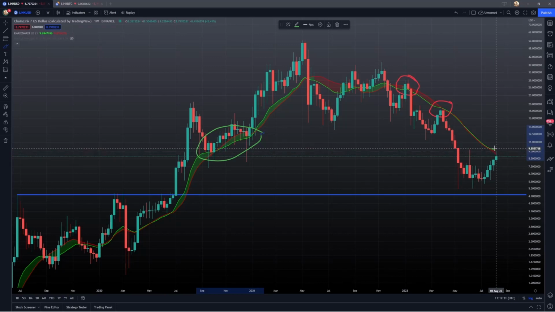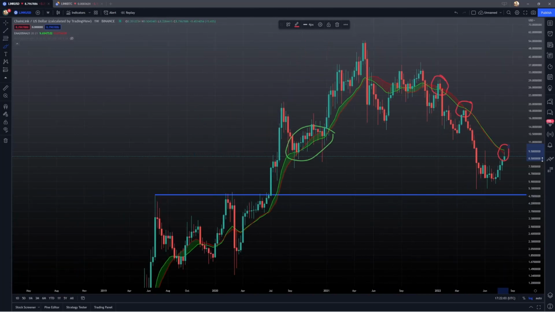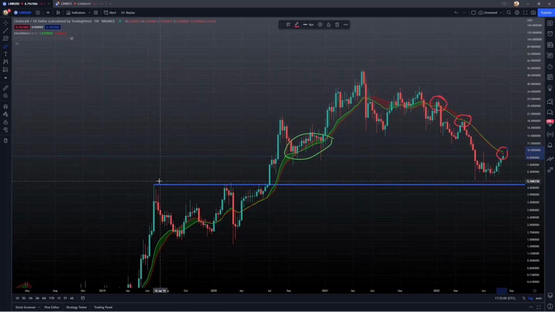And in the event of a continuation and another rejection off of this level, then I'm going to be looking at this longer term support level around $4.80. And if I zoom out all the way here, you can see this was the level that we held strong resistance back here in July of 2019. We also had another rejection here in March of 2020.